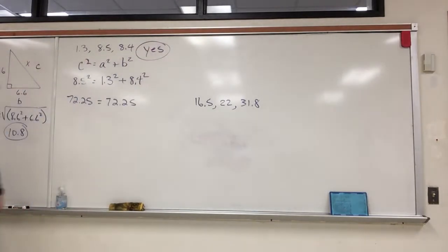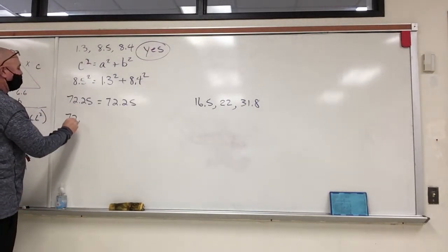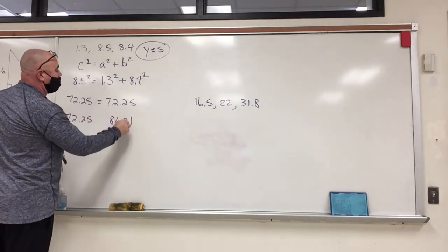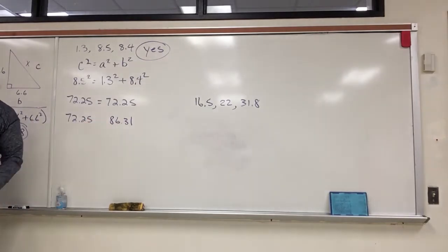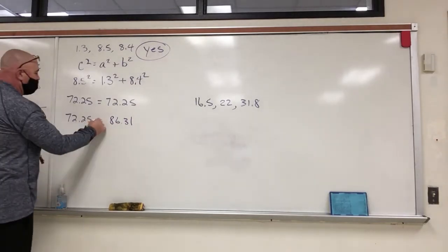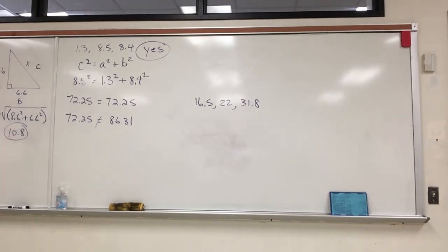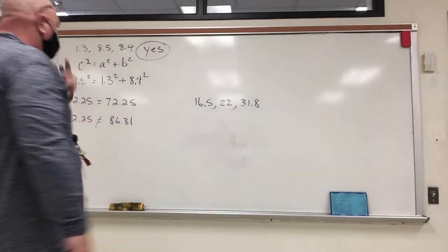And that's my answer. Now, let's say, for instance, this was 72.25 and this was 86.31. Do those two equal each other? No, they do not. So is this representative of a right triangle? No, it is not. Okay? Everybody understand? If they equal, yes. If they don't equal, no. All right?